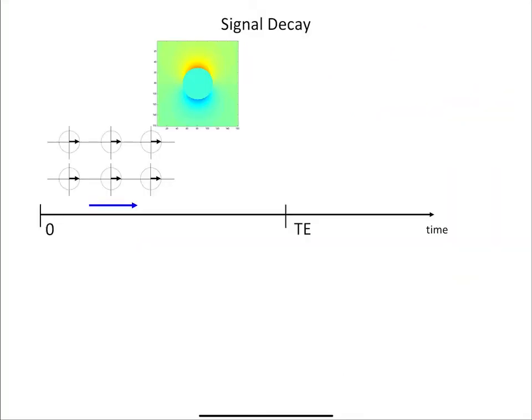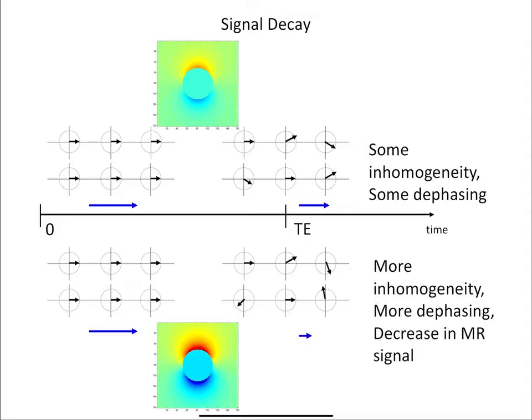Okay, so this is the picture I showed you about signal decay. And the idea is simply that, depending on whether there are inhomogeneities in the magnetic field, there can be decay, and this decay is what gives rise to the R2 star decay. All right, so that's the physical picture you want to have in mind. We'll revisit this picture later when we talk about deoxyhemoglobin.